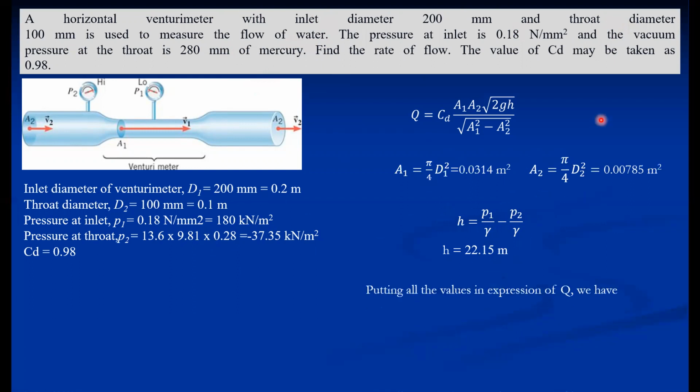Then we can put the values of A1, A2, H and CD and calculate the discharge. The rate of flow through this pipeline is 0.165 meter cube per second. This way we can calculate the discharge through the pipe only by measuring the pressure difference across the inlet and the throat. That's it. Put the value of this difference in piezometric head here and calculate the discharge.